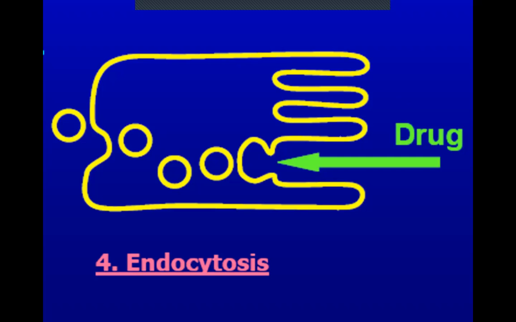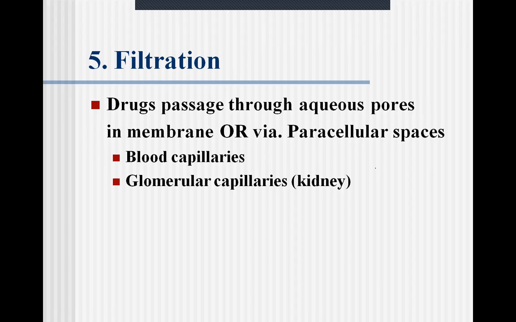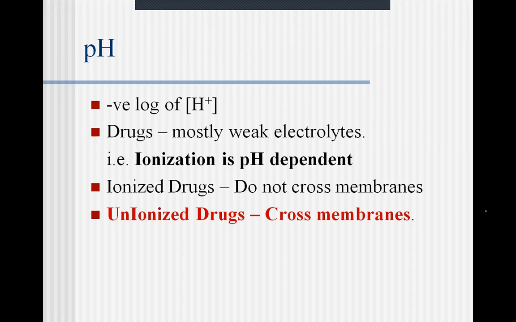The other phenomenon is endocytosis, which applies to drugs which have a very high molecular weight. They cannot be transported as such, so they are engulfed inside the cell, and this particular phenomenon is endocytosis. So there is internalization of large molecules which have a molecular weight of more than 1000, examples being hormones and immunoglobulins. The fifth process by which drugs can cross the cell membrane is when they pass through the aqueous pores in the membrane or via parallel spaces, such as blood capillaries and glomerular capillaries.